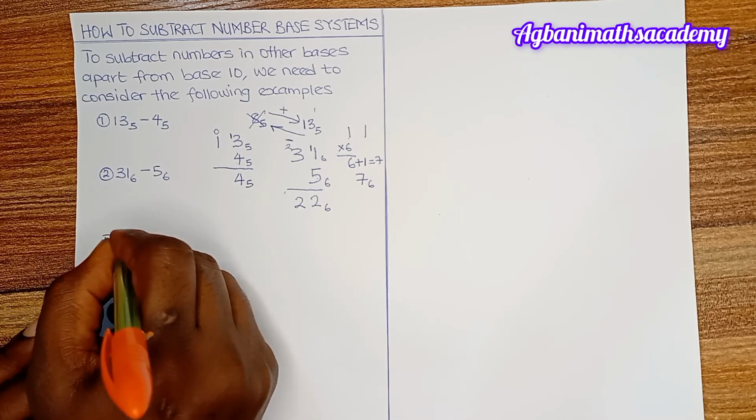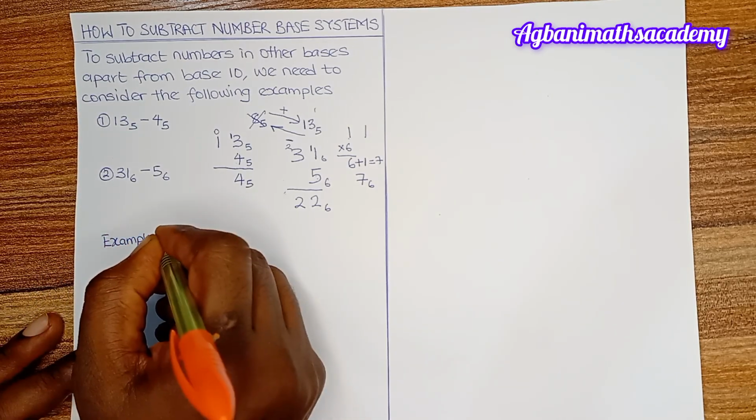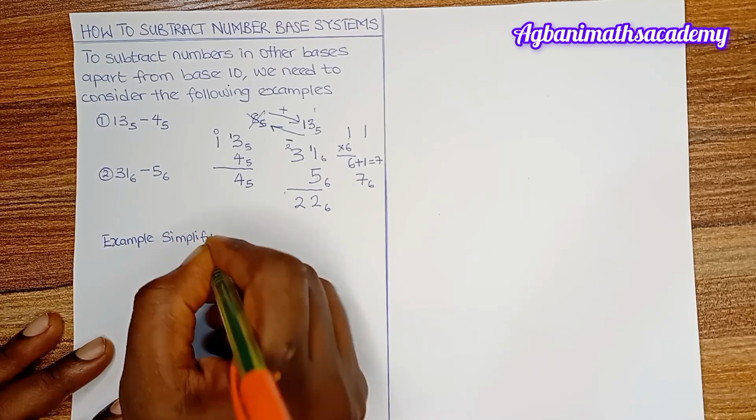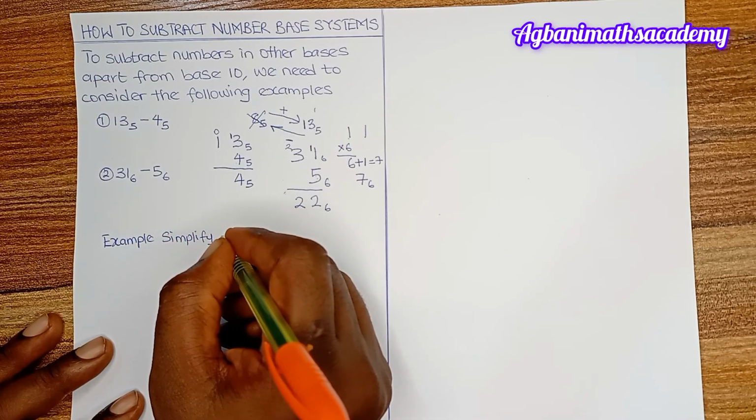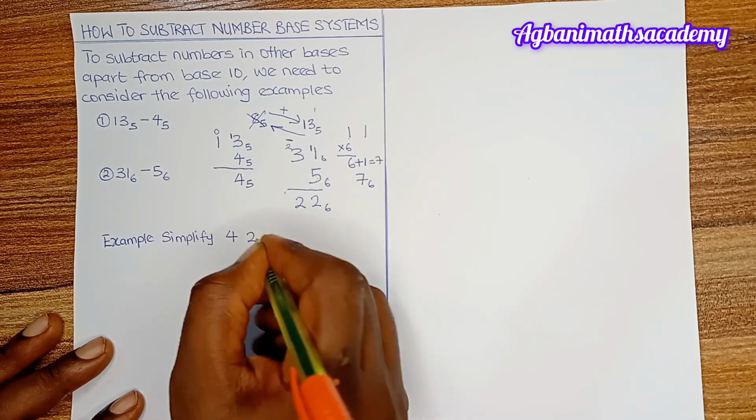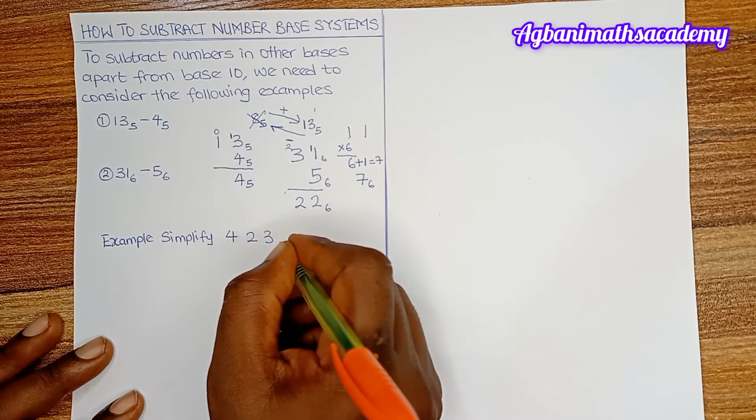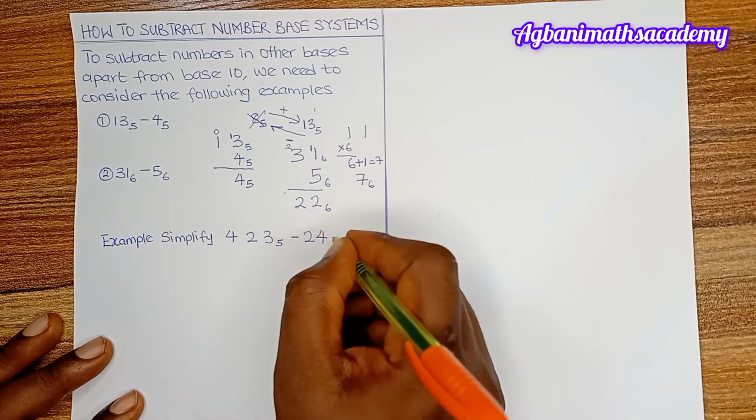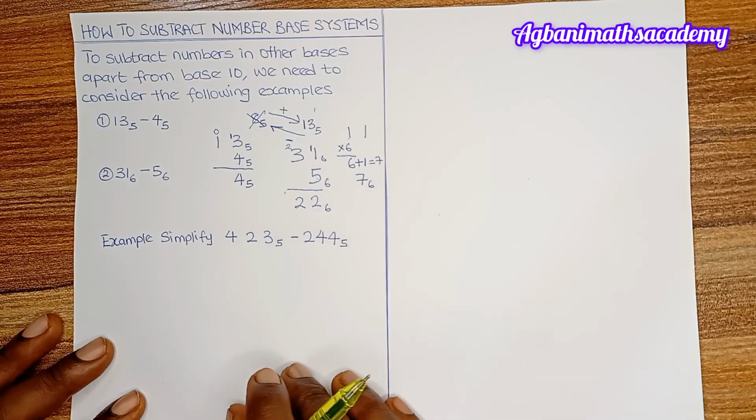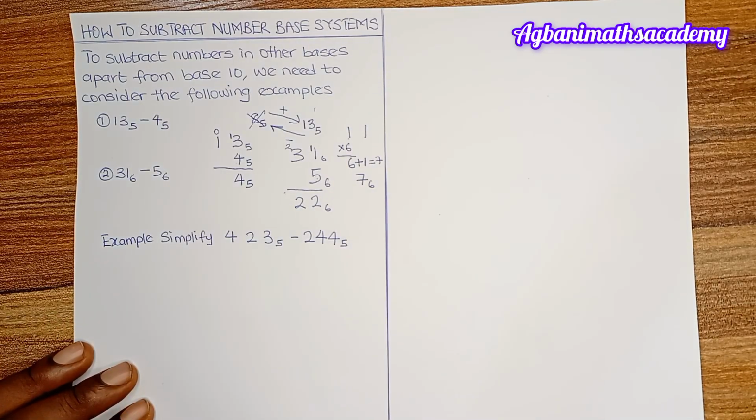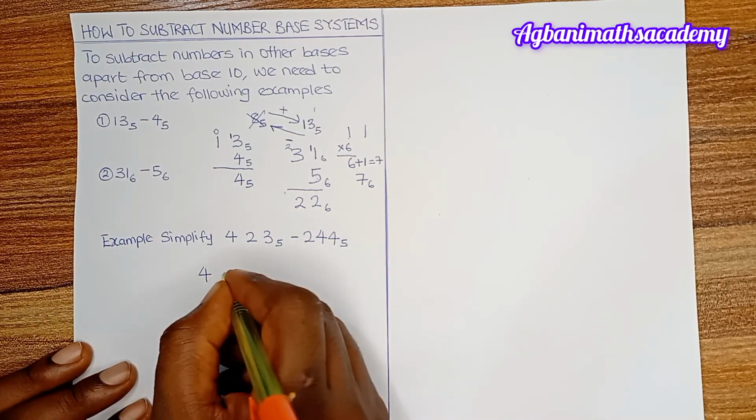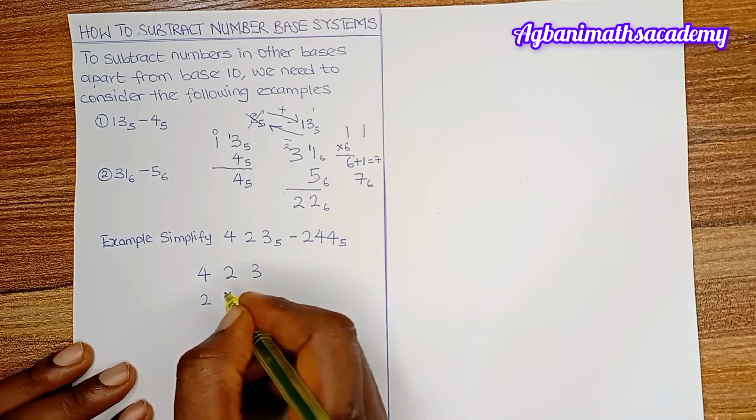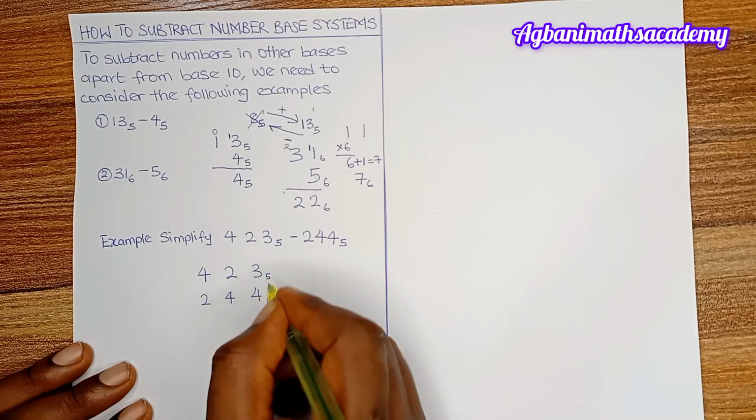Example: simplify 423 base 5 minus 244 base 5. Let's look at this simple question. So we have 423 and 244, both in base 5.